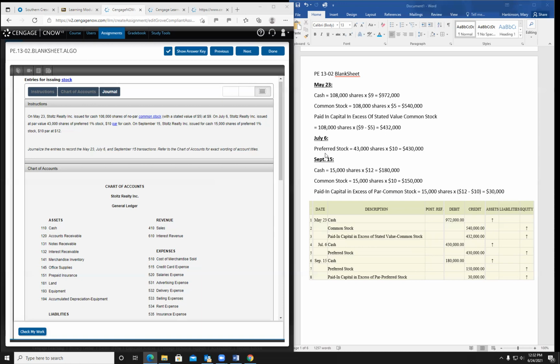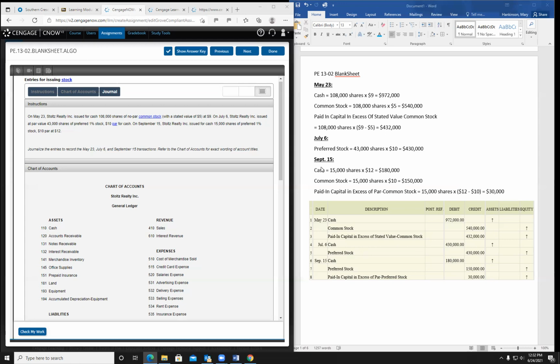So we'll move on to the next problem. It says on July 6th, Stoltz Realty issued at par value 43,000 shares of preferred stock at a $10 par for cash. And that's just basically taking the 43,000 shares issued multiplied by the $10 par, which is 430,000. And then, so down here, again, we're going to increase our cash, and our cash is a debit for 430,000. And then we have to record the preferred stock that was issued. And so here we record that as a credit to the preferred stock account.